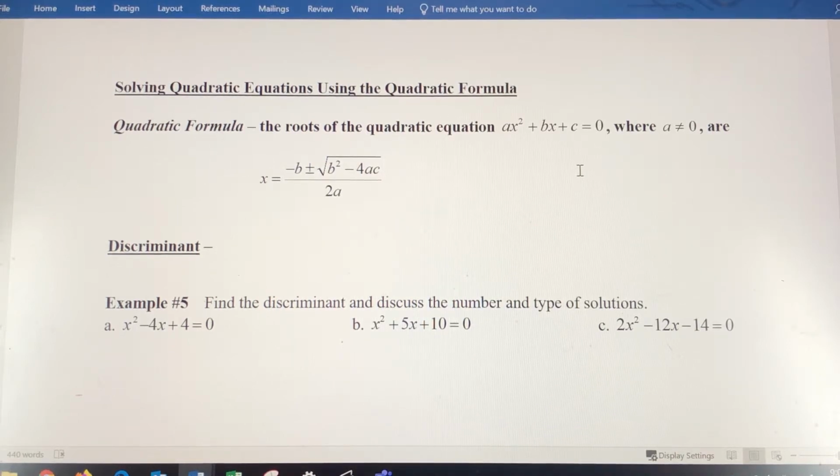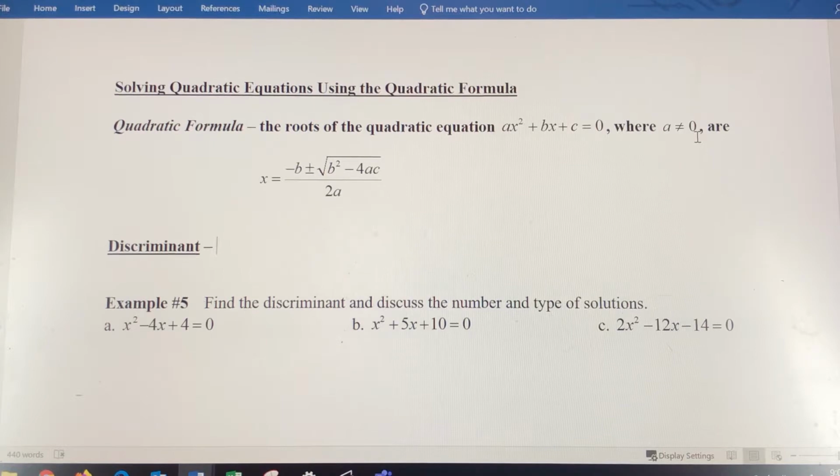All right, guys, in this video, we're going to talk about the quadratic formula. Specifically, we're going to talk about the discriminant, okay? So the quadratic formula, you can see here, it's x equals negative b, or the opposite of b, plus or minus the square root of b squared minus 4ac divided by 2a, okay?